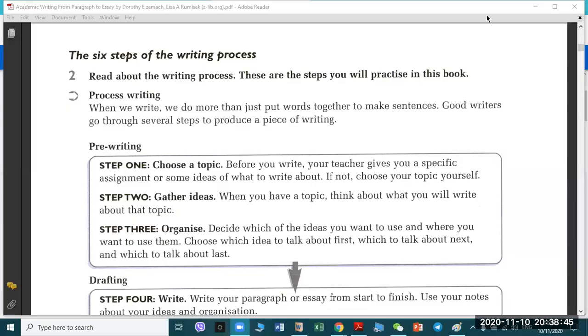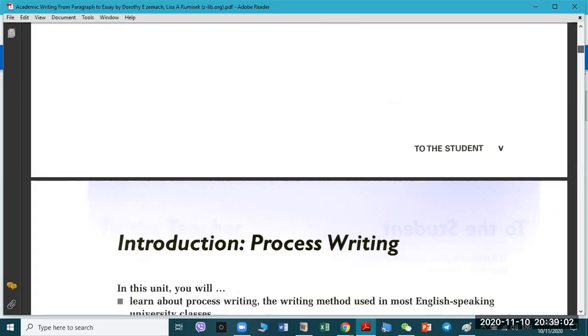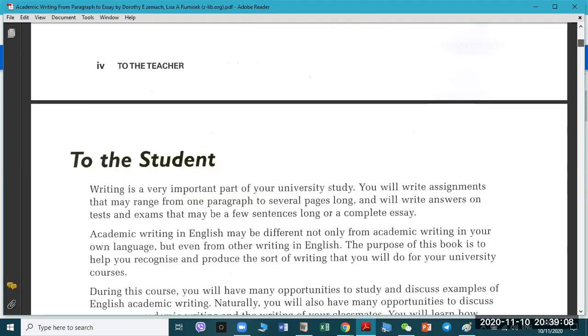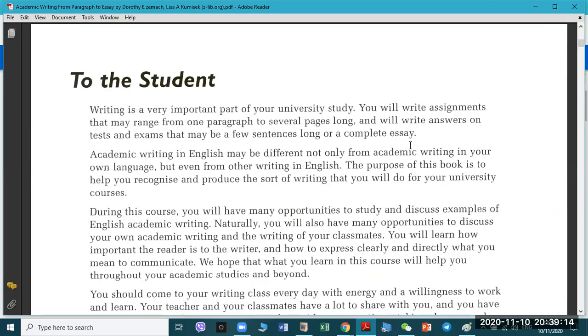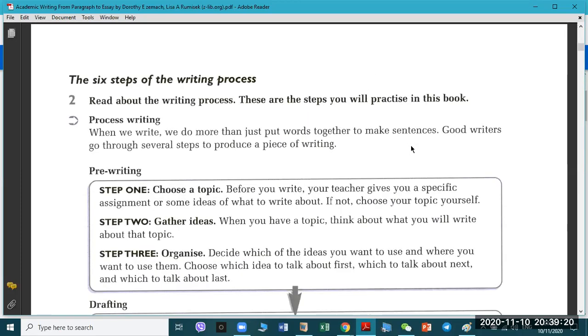As you can see, the 6 steps of writing process. Read about the writing process. These are the steps you will practice in this book. Okay, this is for a typical book which is entitled Academic Writing: From Paragraph to Essay. I found these 6 steps important. That is why I just wanted you to pay attention to them while you are writing. Okay, so let us begin with these 6 steps of writing process.